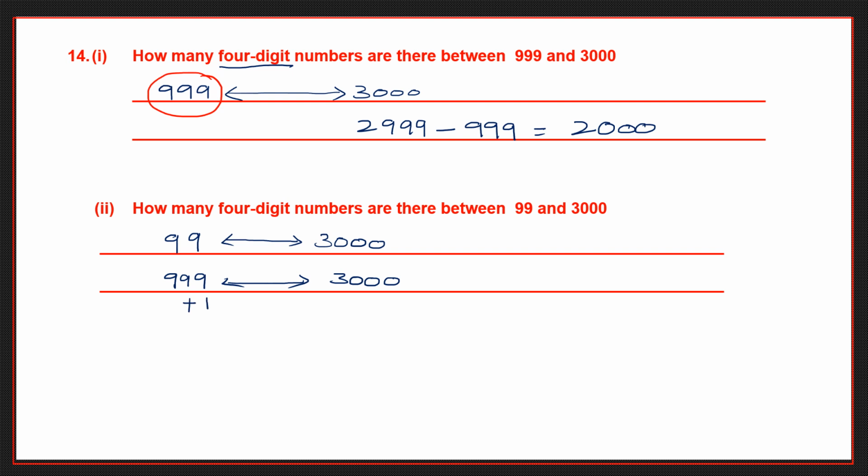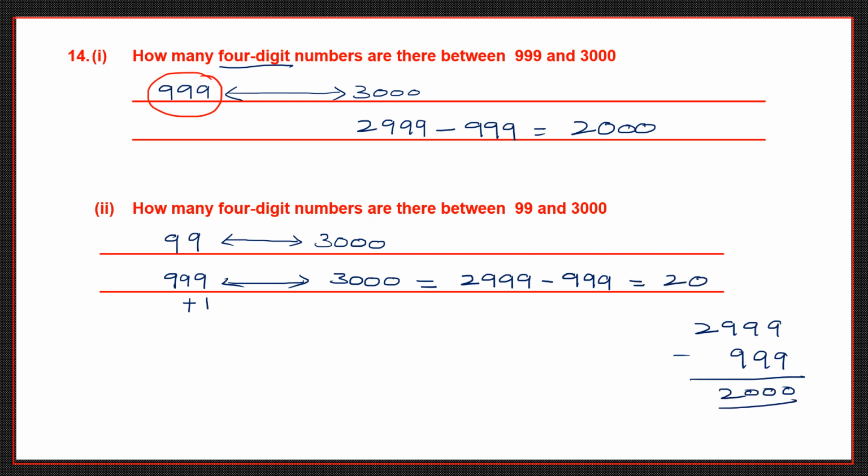So now again we do just like the previous question. We take the number before 3000. When we say between, we don't include 3000. 2,999 minus 999. When we subtract 999 from 2,999, we get 0, 0, 0 and 2, we get 2,000. So between 99 and 3,000, there are 2,000 4-digit numbers.